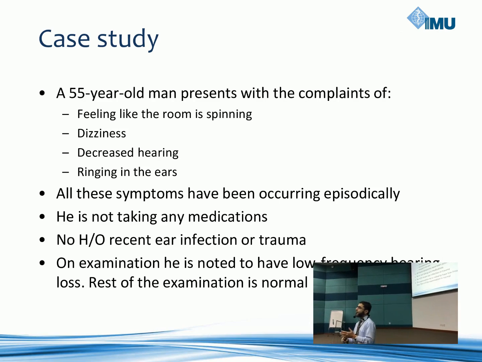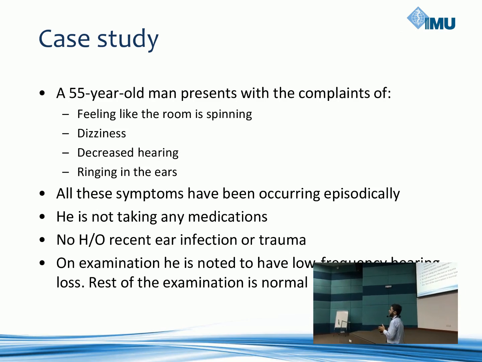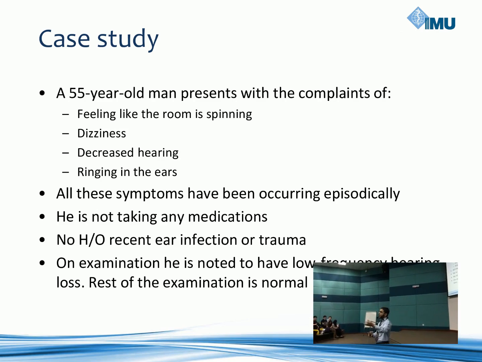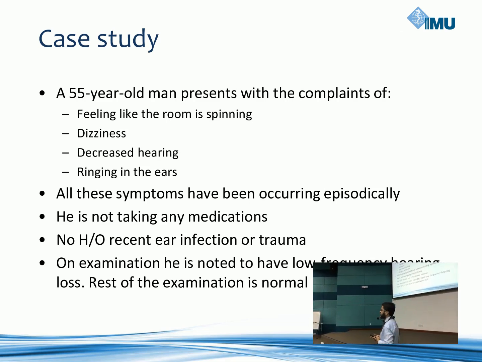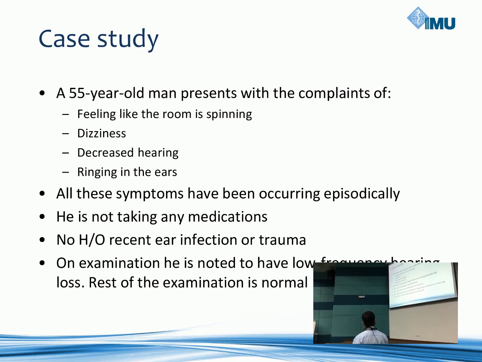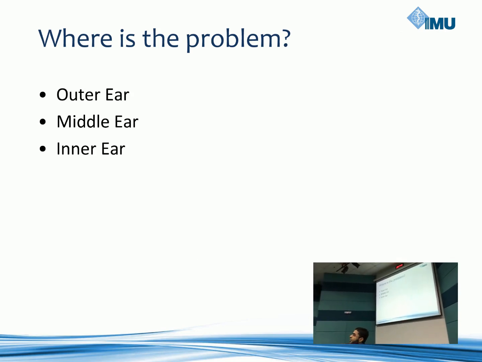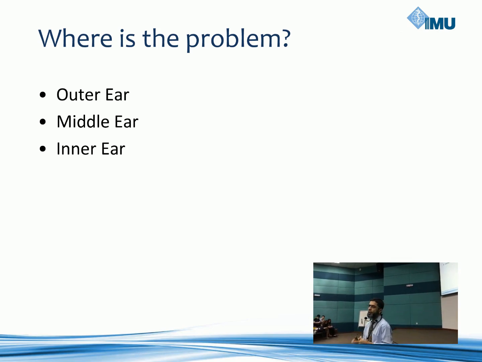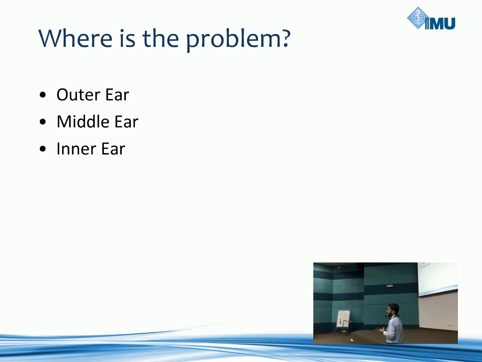So basically, complaint of hearing loss, feeling of dizziness, feeling like the room is spinning. These symptoms are off and on. On examination, you find that there is low frequency hearing loss. So with your prior knowledge about the structure and function of the ear, where do you think the pathology lies? Outer ear, middle ear, or inner ear?